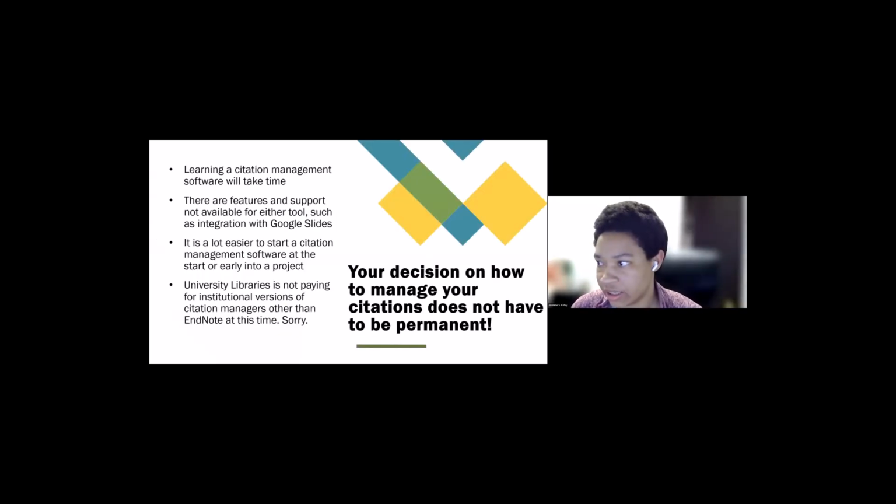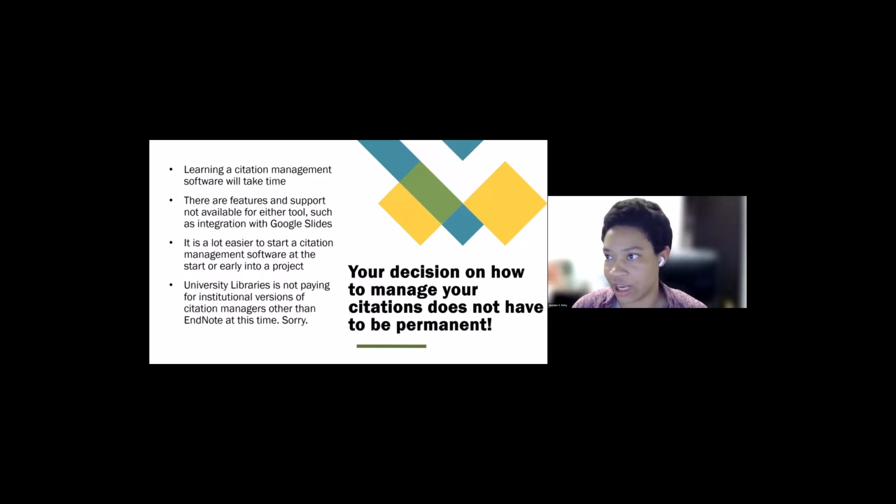Before we even get into that, just remember, your decision on how to manage your citations does not have to be permanent. The main thing is finding something that works for you. So, for example, you might start out in one and switch to the other because a research group you're in is using one. Either way, learning how to use a citation management software will take time, so that is an investment of time you have to make.